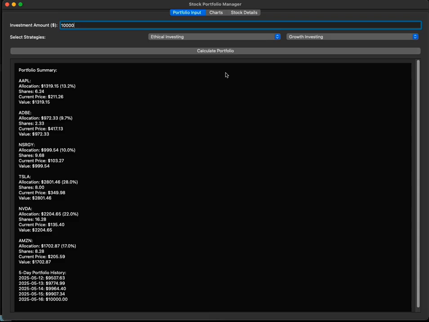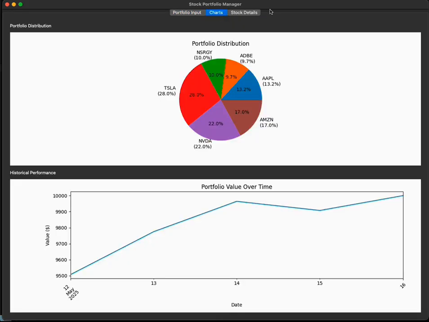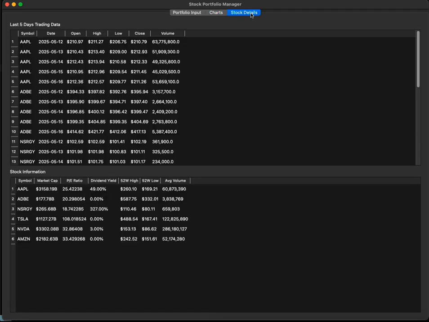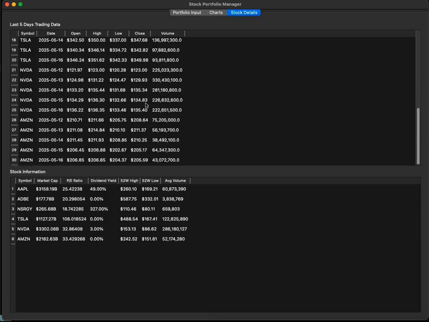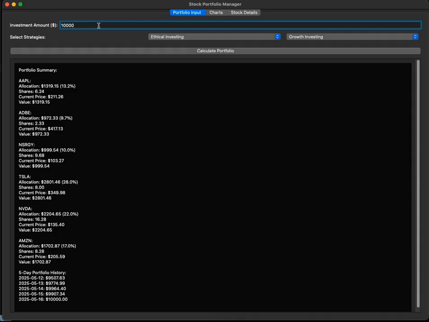The portfolio value peaked on May 2 at $10,175.31, with fluctuations realistically tracked via line graphs. The trading data for each stock over 5 days matched live market values, confirming API accuracy.